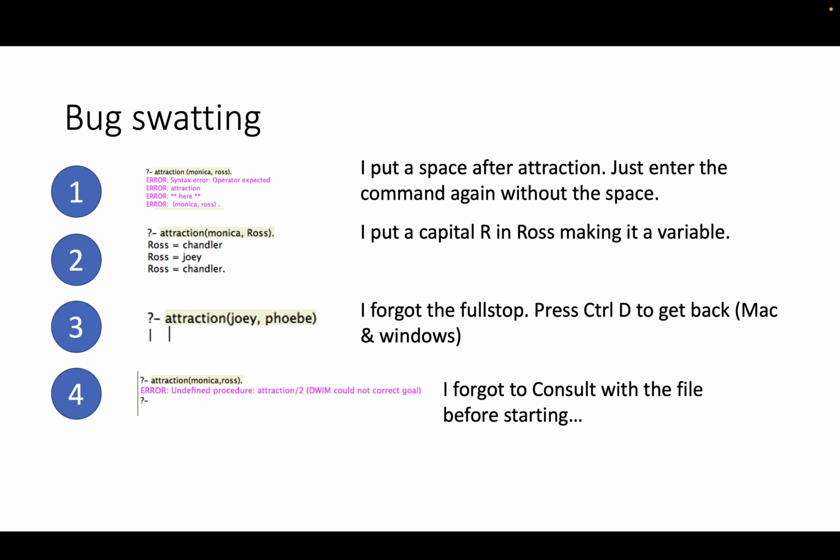So in the first one, I put a space after attraction. Just enter the command again without the space. This one, you put a capital R for Ross, which made it a variable. And in this one, I forgot the full stop. You press Control D to get back, and that works on Mac and Windows. And number 4, I forgot to consult with the file before starting. Also, I would stress, if you've updated the file, you have to consult with it again. So hopefully those are some things that will reduce your frustration.